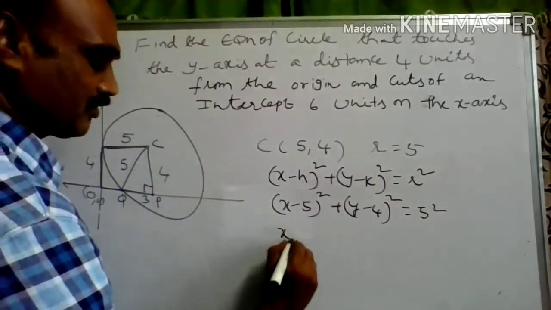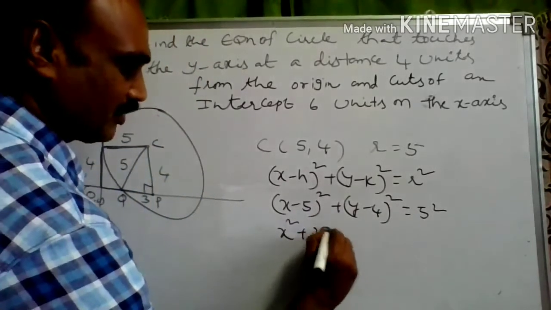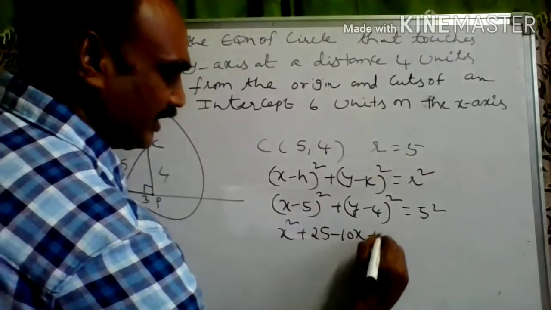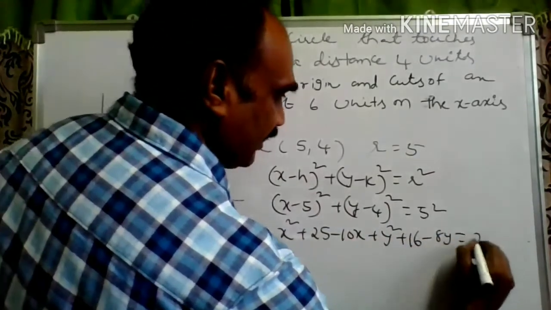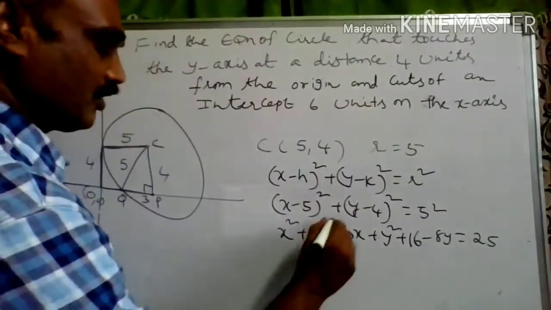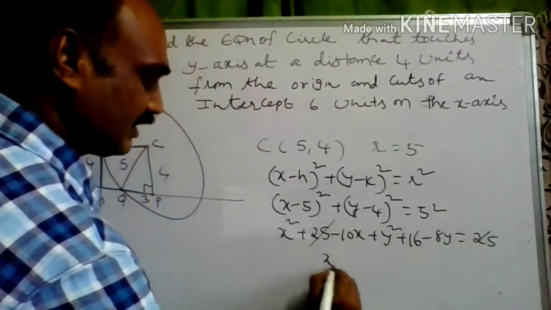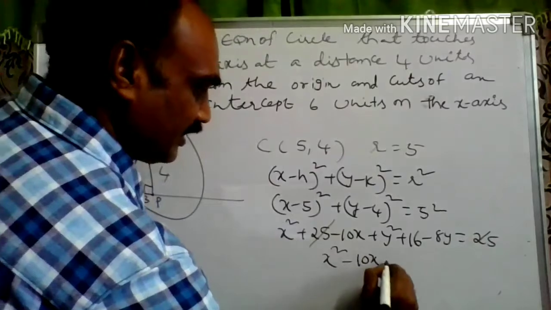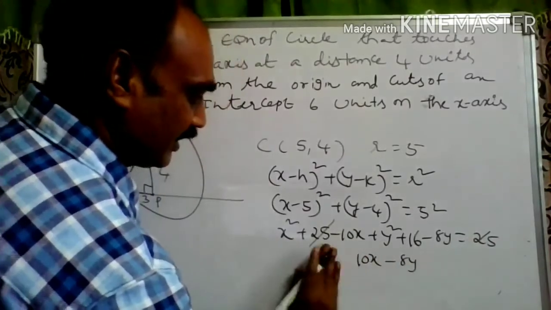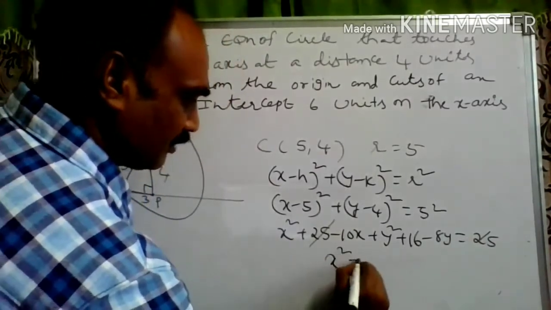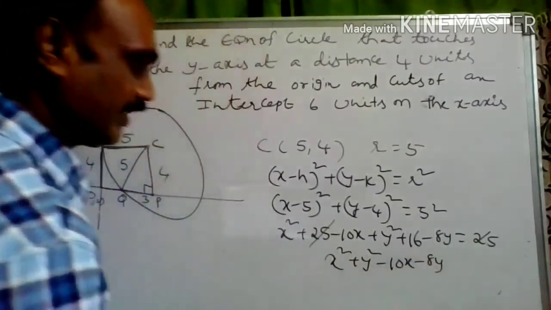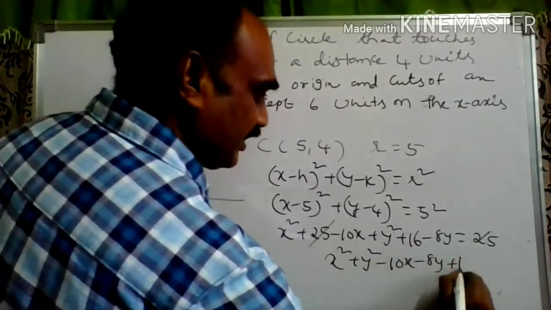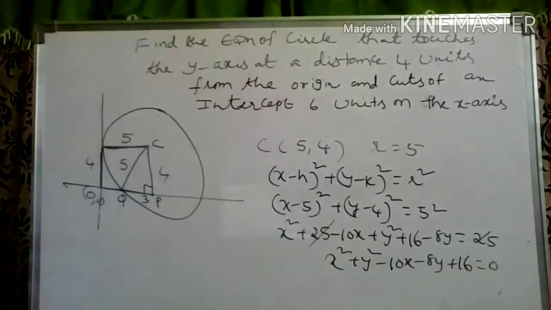x minus 5 whole square: x square plus 5 square, 25, minus 2 times 5 will be 10x. y square plus 16 minus 8y is equal to 25. 25 gets cancelled. x square plus y square minus 10x minus 8y plus 16 is equal to 0.